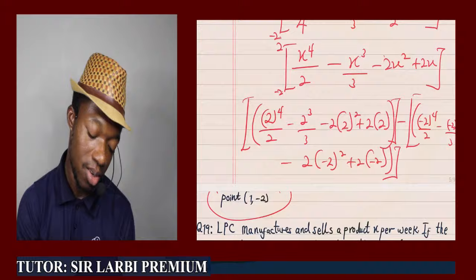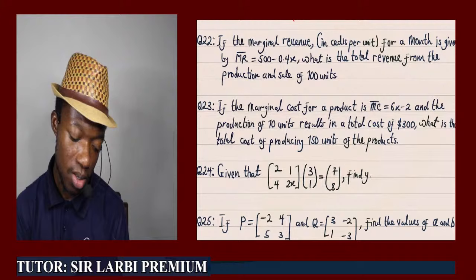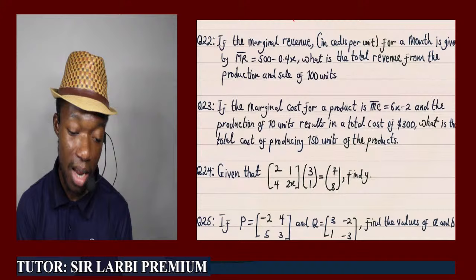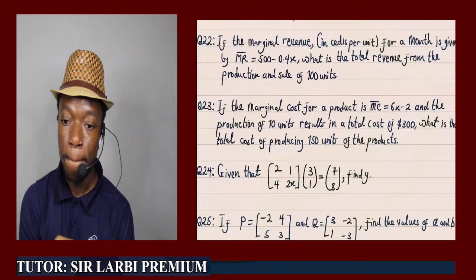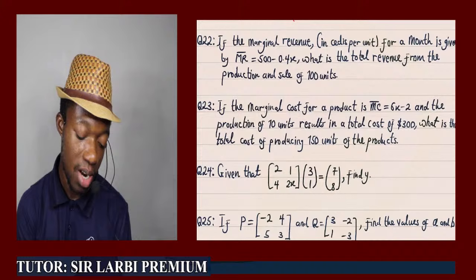Then, question 22. We are asked to do what? Let's see. It says, if the marginal revenue in cedis per unit, this is in Ghana cedis, for a month is given by, you see the marginal revenue, which is 500 minus 0.4x. What is the total revenue from the production and sale of 100 units?